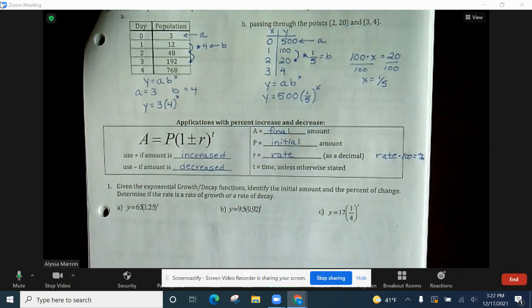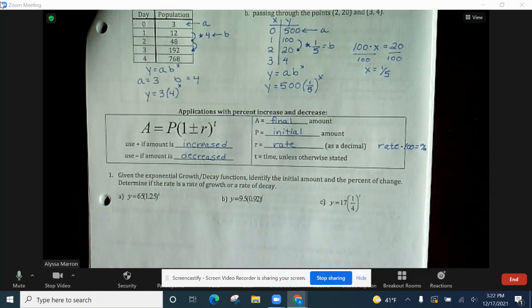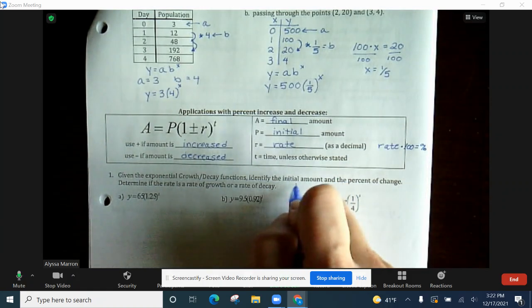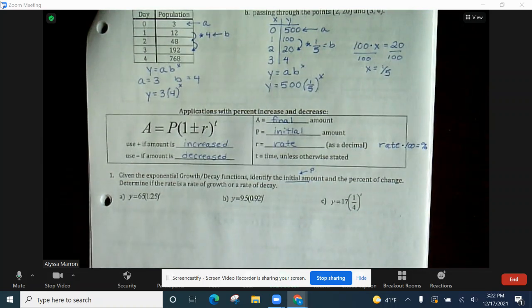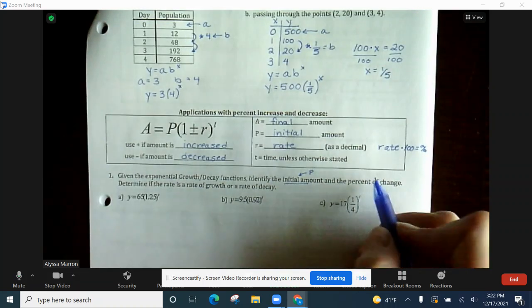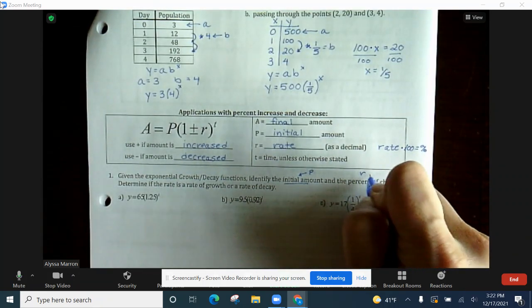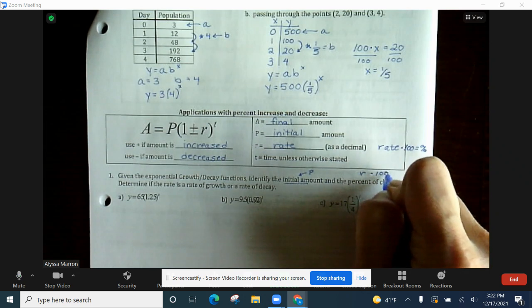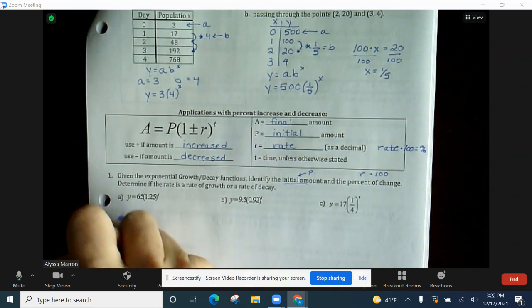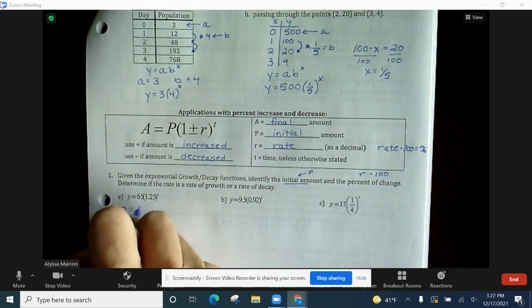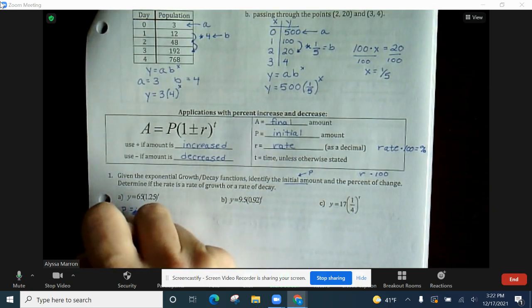So in these given equations, we are being asked to identify the initial amount. Remember, that's going to be your P value. The percent of change. So the percent of change is your rate times 100. And determine if the rate is a rate of growth or a rate of decay. So first I'll start with the easiest one, our initial amount. That's going to be our leading coefficient, which is 65.